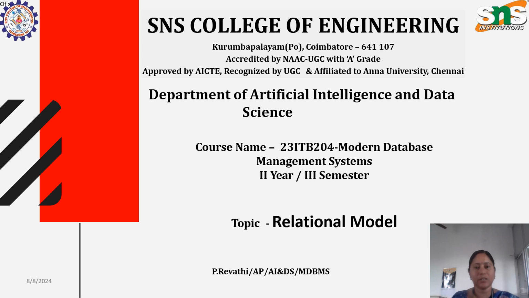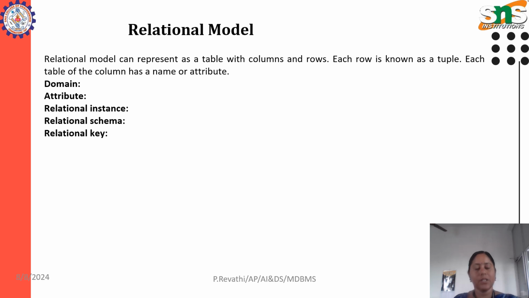Intelligence and Data Science. Today we are going to discuss the topic about relational model. A relational model can be represented as a table with columns and rows. Each row is known as a tuple. Each column of the table has a name, or attribute. Domain contains a set of atomic values that an attribute can take.